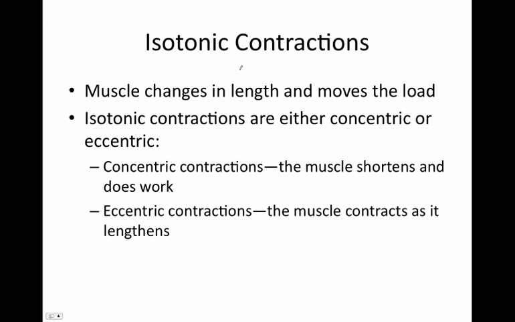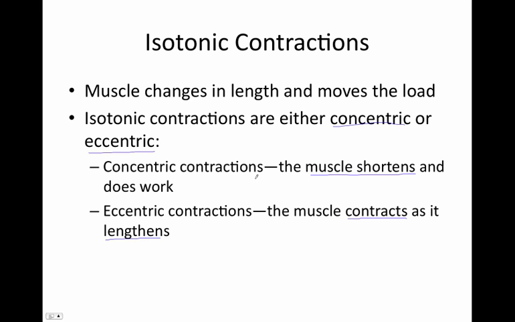Looking again at isotonic contractions, these are the muscle changes where we have a change in length that's going to move the load. Isotonic contractions are either concentric or eccentric. In concentric contractions, the muscle shortens and does work. In eccentric contractions, the muscle contracts as it lengthens. This is an interesting scenario, because you'd think, how does it contract as it lengthens?